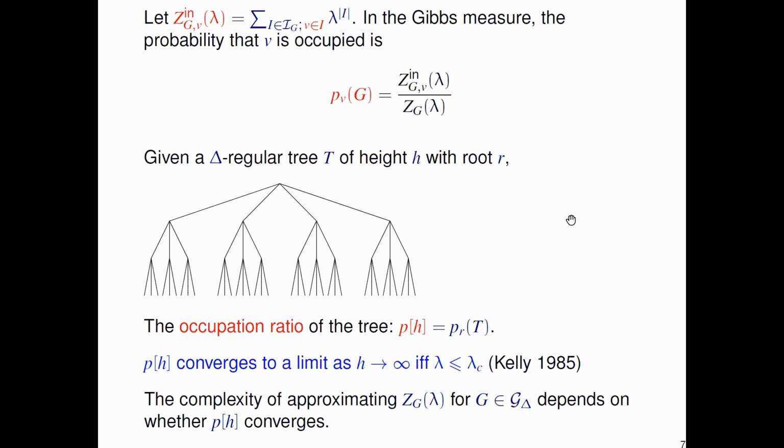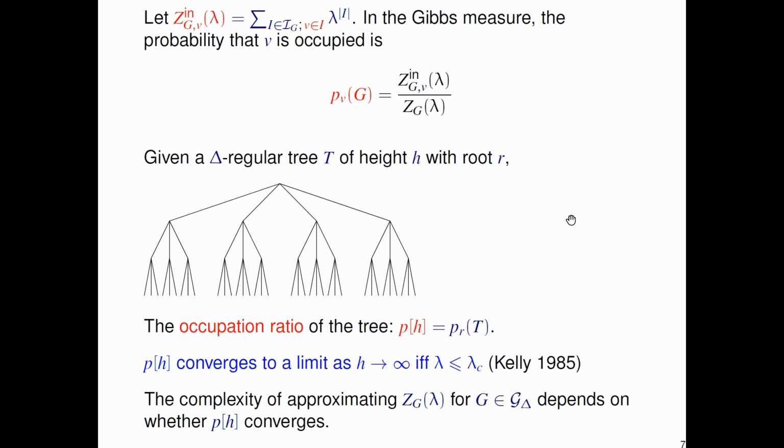In that case, I can define P sub V, for any vertex V in the graph, to be the probability that V is in under the Gibbs measure. So just the contribution from independent sets containing V divided by the whole partition function. Now I want to look at a delta regular tree of some height h, and think about the root. What's the probability that the root is in when I look at the Gibbs measure on this tree? Sorry for all the notation, but I'm going to define P of h to be the occupation ratio at the root.